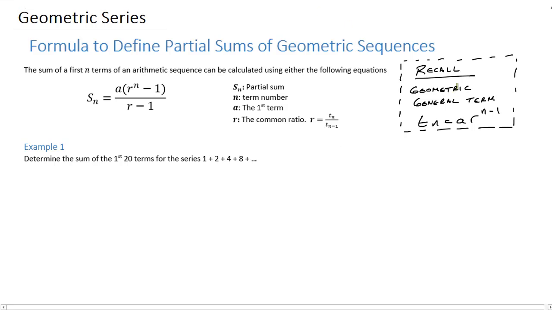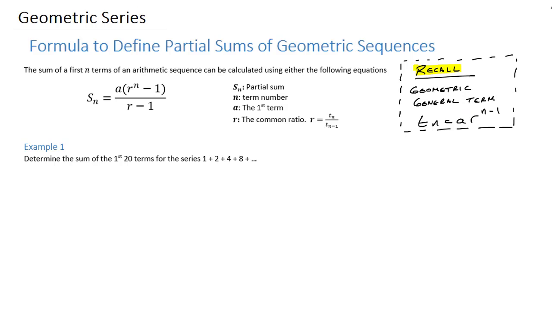Okay, and don't forget, I wrote over here "recall" because we need this formula sometimes. We need the general term of a geometric sequence, which is Tn, the term, is a, the first term, times r, the common ratio, to the power of the number of terms minus 1.